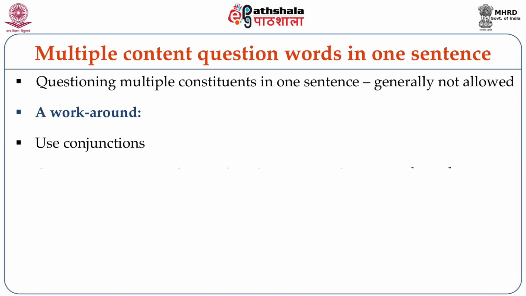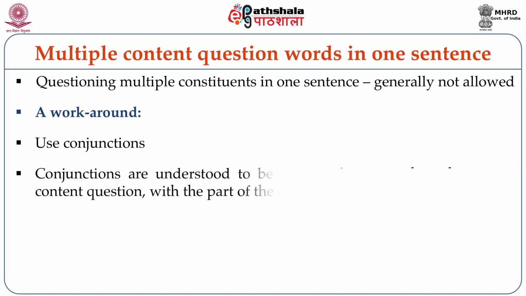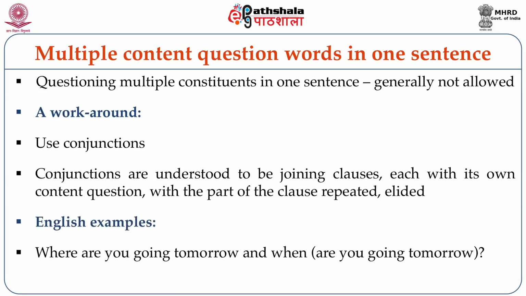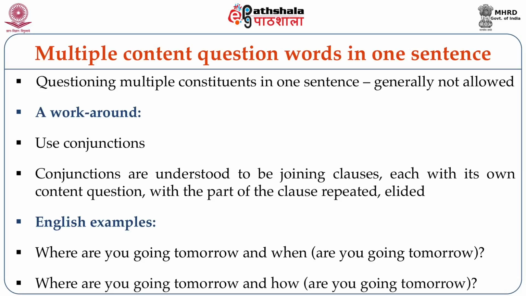A workaround that many languages employ is to use conjunctions as in the sentences that now appear on your screen. The conjunctions are understood to be joining clauses, each with its own content question, with the part of the clause repeated, elided. Look at the English sentences on your screen now. Where are you going tomorrow and when? Of course, we can end the sentence with when, but what it actually means is where are you going tomorrow and when are you going tomorrow? Or the other sentence, where are you going tomorrow and how are you going tomorrow? Of course, in spoken form, we elide the part that is repeated.